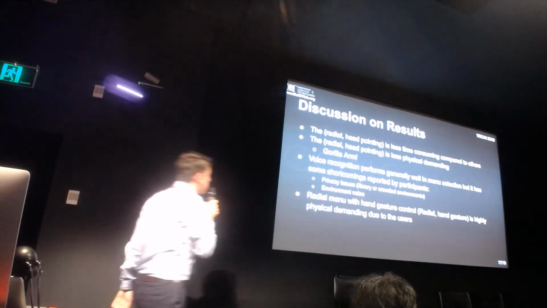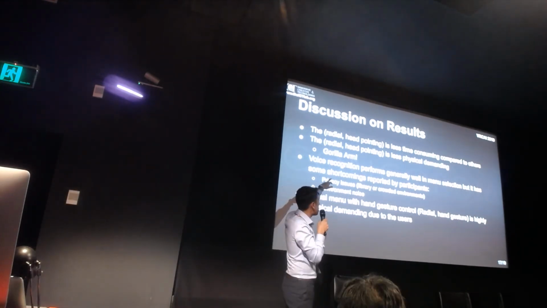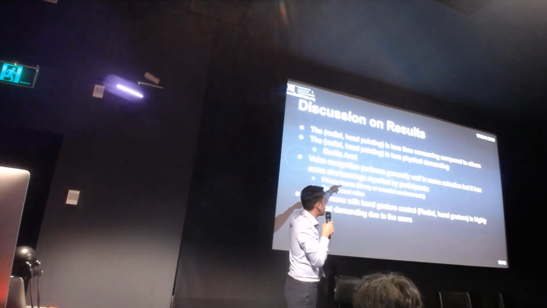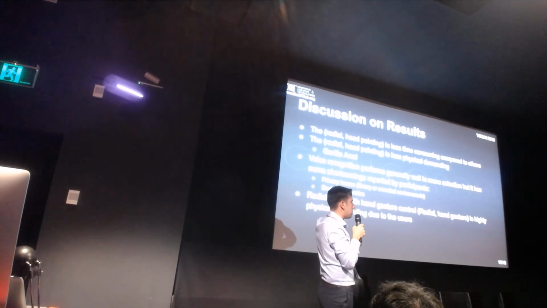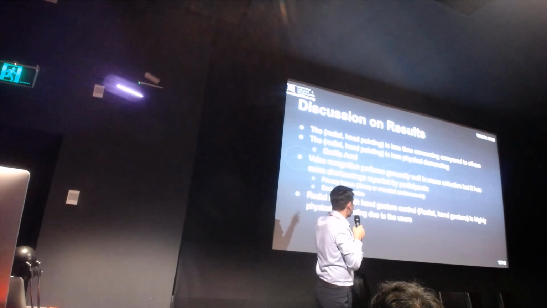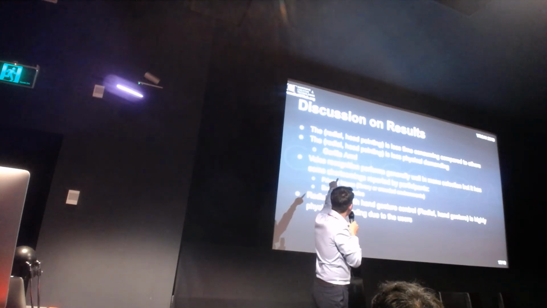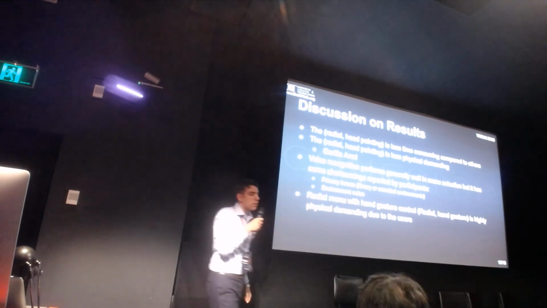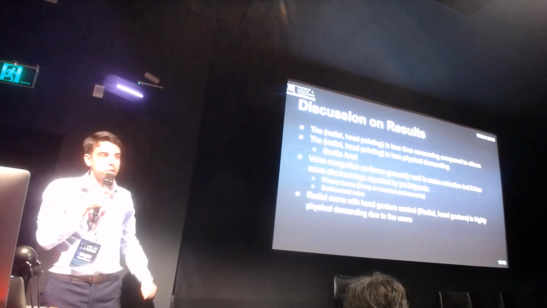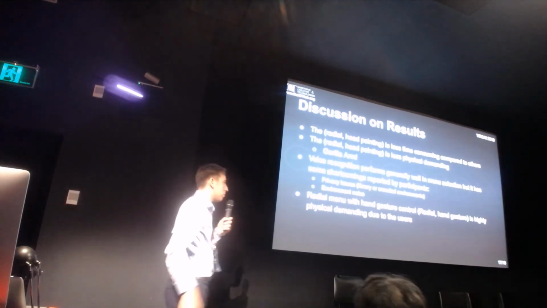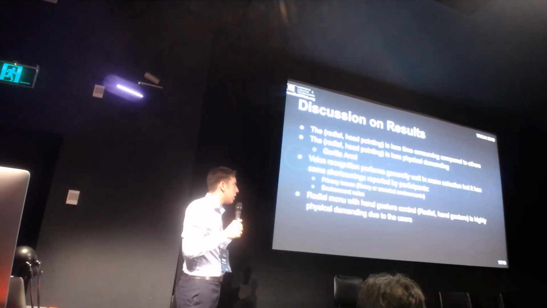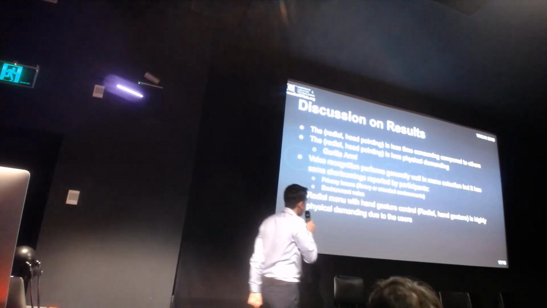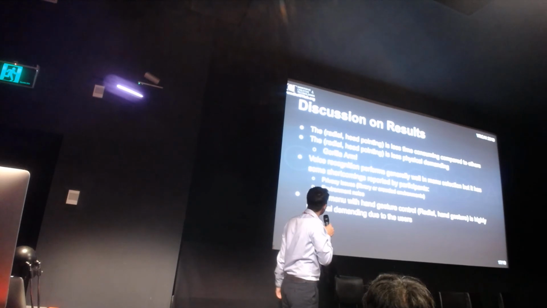The discussion of the results shows that radial head pointing is less time consuming than the others because it's easier to move the head than the hands, and it is also less physically demanding. There is a problem with the hand gesture menus, which is gorilla arm: the user will feel fatigue after, for example, 20 minutes of working with the application, and this is a very important problem.